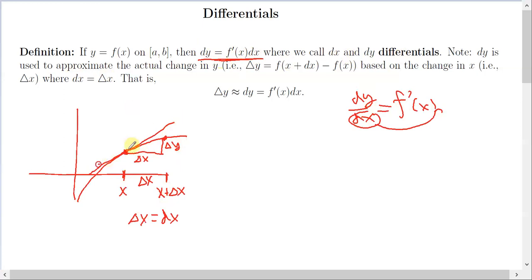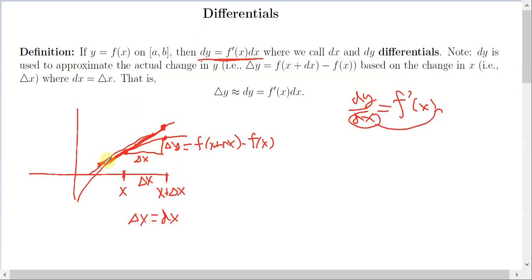But if I were using my tangent line approximation, this would be what I'd be approximating the function's value to be. The actual function value change would be f of x plus delta x minus f of x. That's what this distance is. That's how much it's changed. That's the change in y. But this would be my approximation.